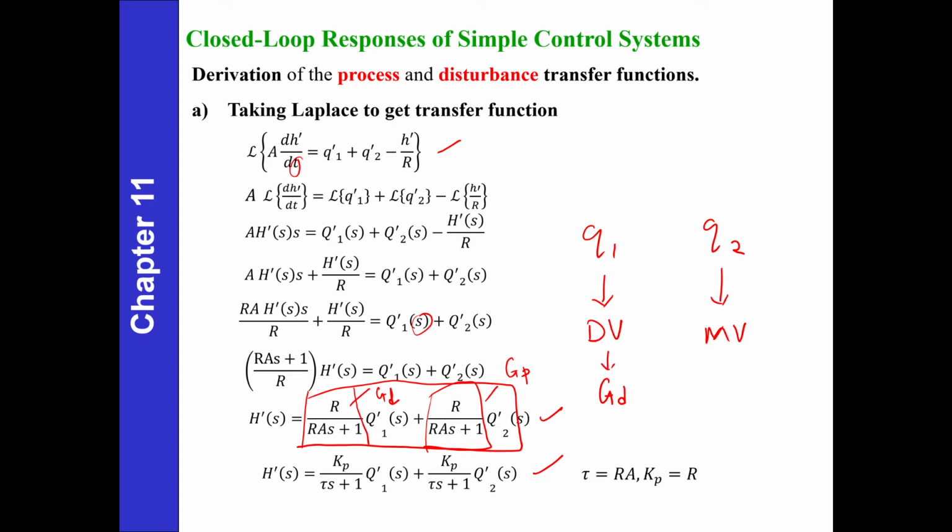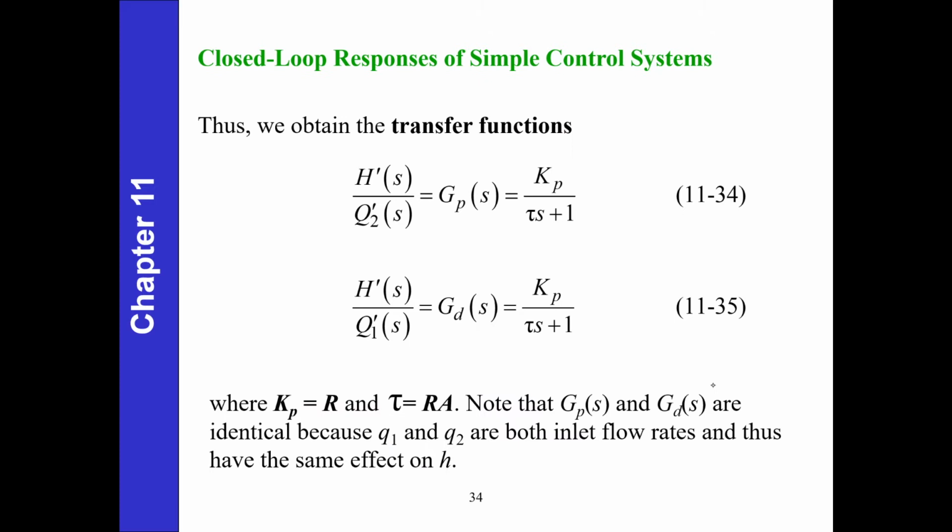Okay, and before I proceed to the next slide, I really hope that you don't have a problem doing a Laplace transform from here to here. Okay, so this is the transfer function. From a dynamic model, we get this transfer function, one for GP, one for GD, with Kp, which I mentioned is the gain for the process, and tau, which is the time constant for that process.